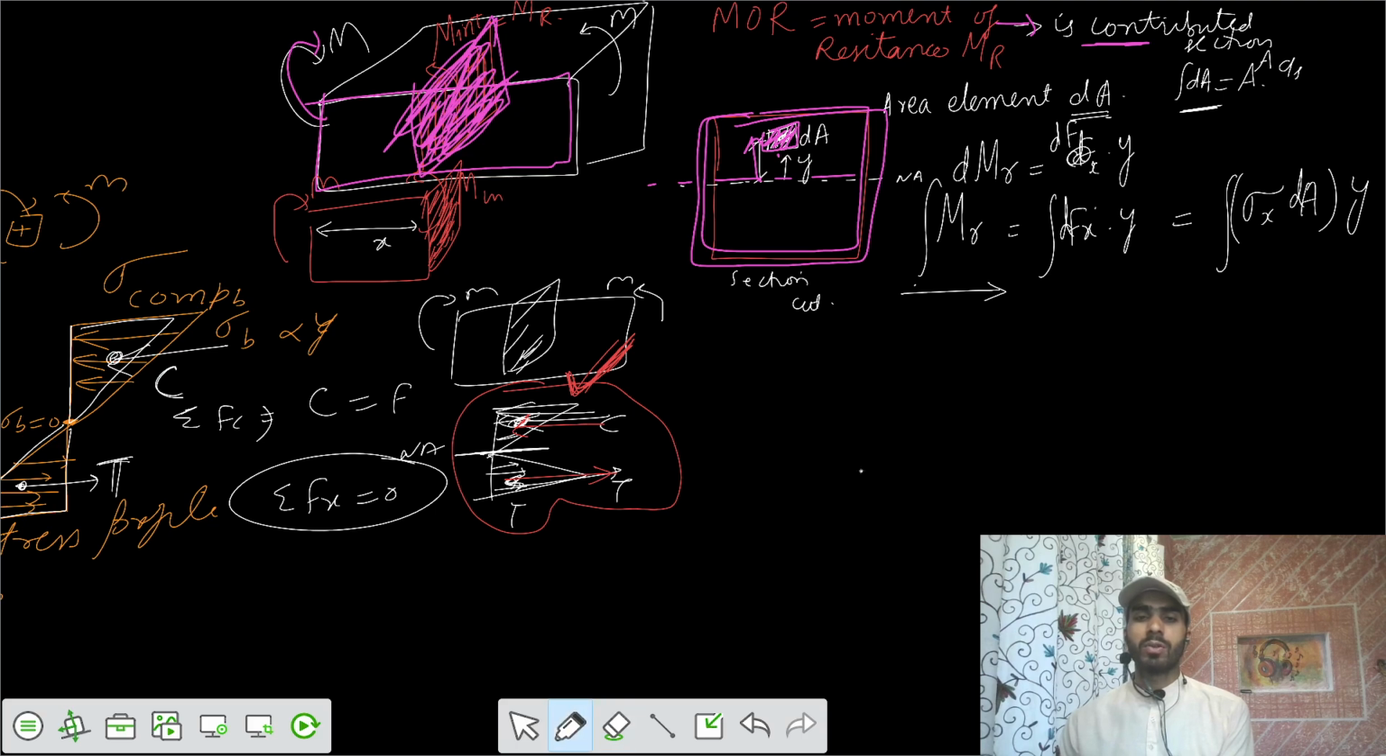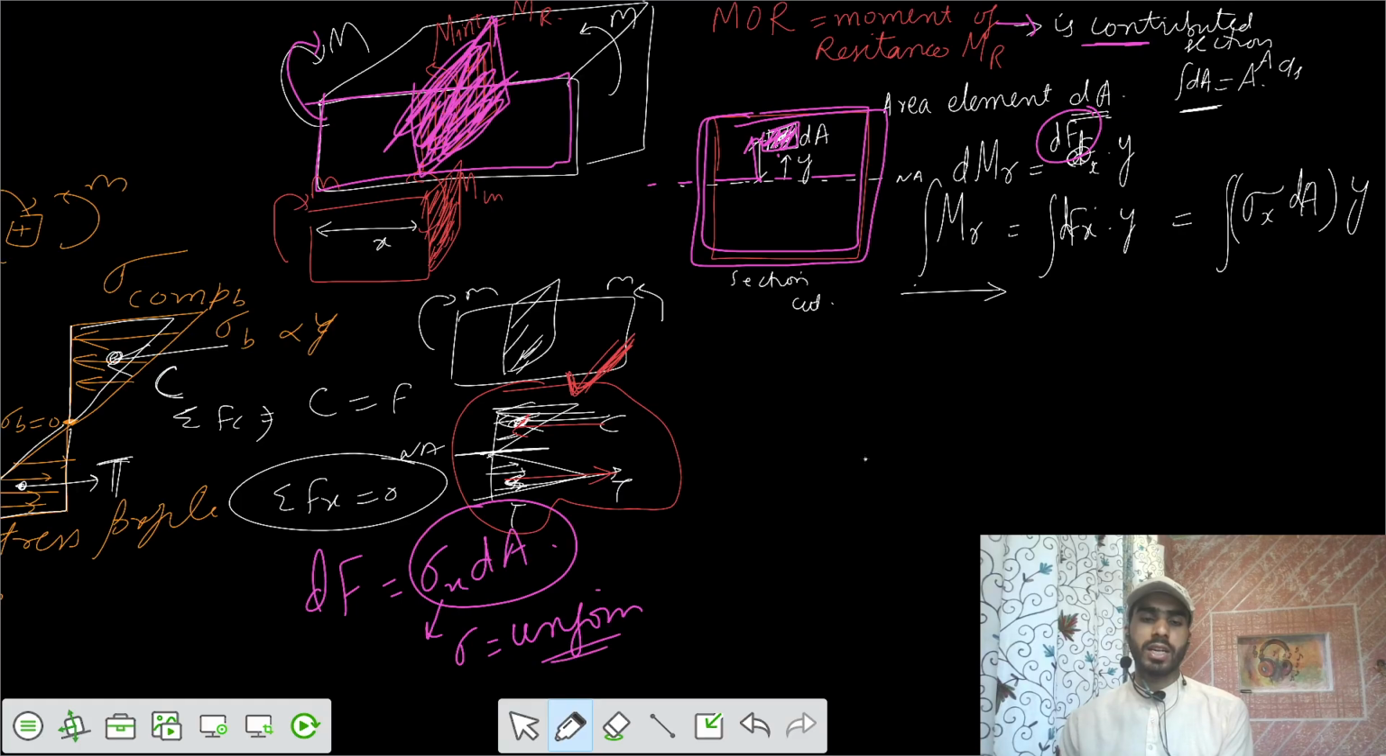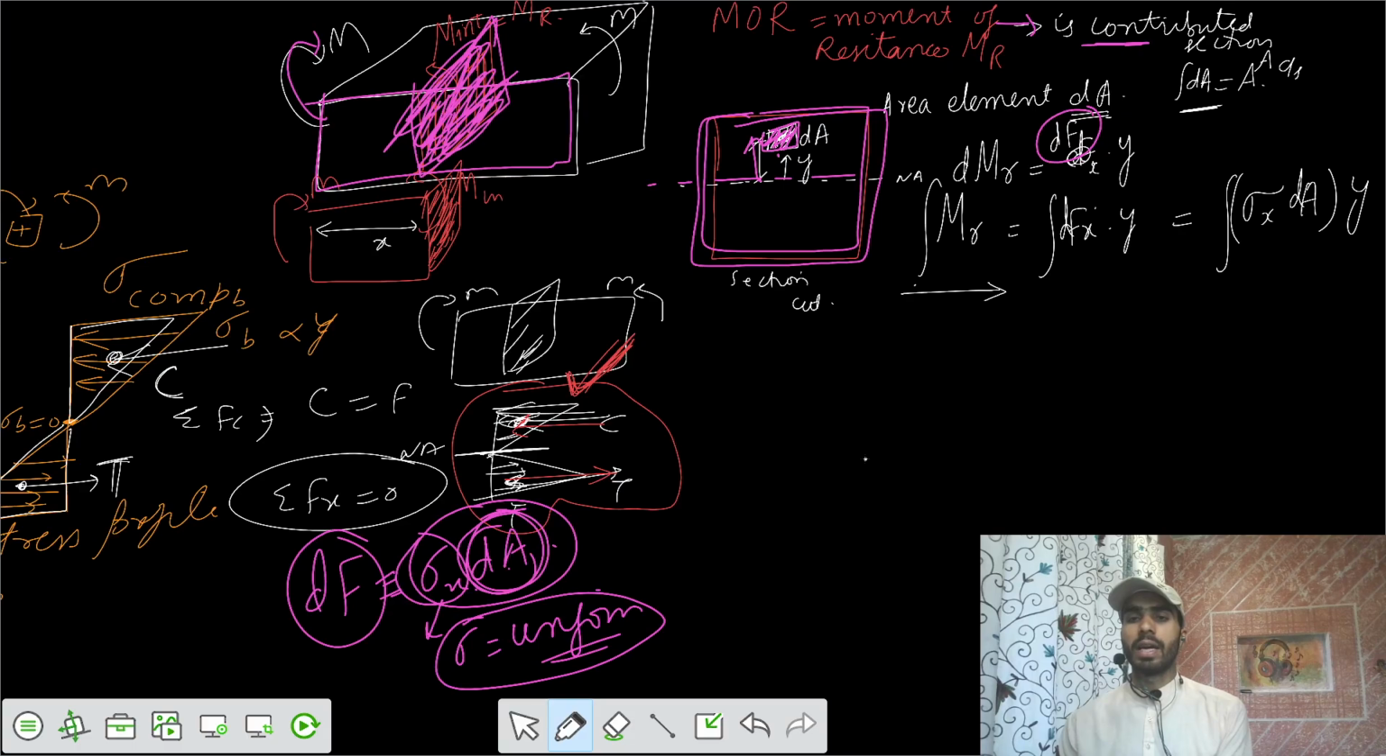It will contribute a small dMR that equals small force into that lever arm y. Then we have to find the value of that small force. We know small force equals small stress into small area. The stress is uniform; stress remains constant on a section. So sigma x into dA, the small area, gives the small force. Then finally that force dF equals sigma x dA, and into y.